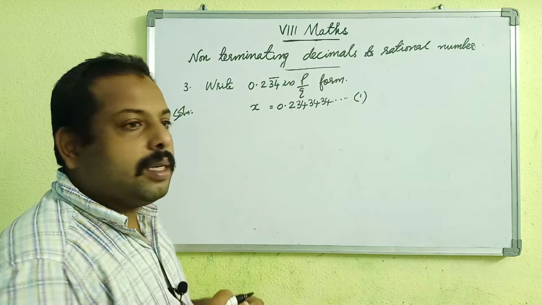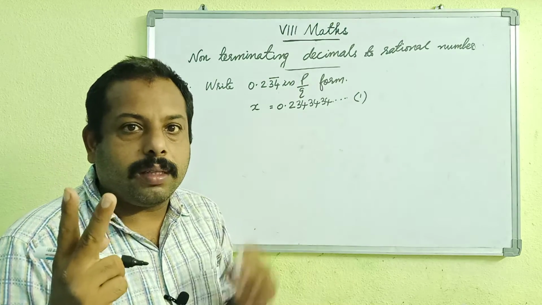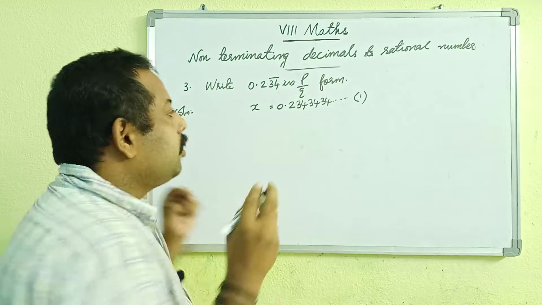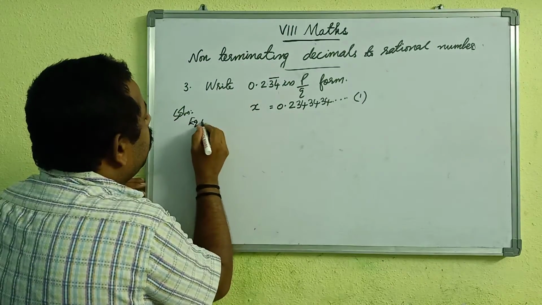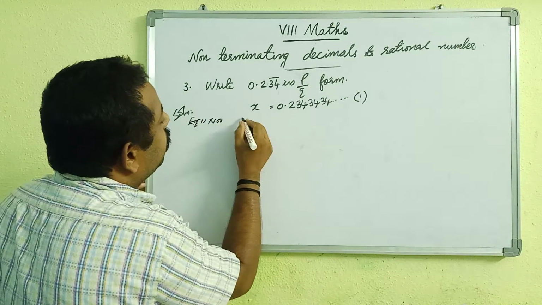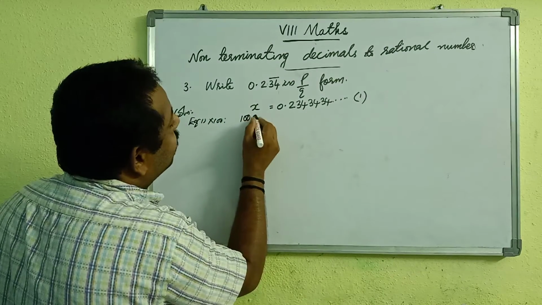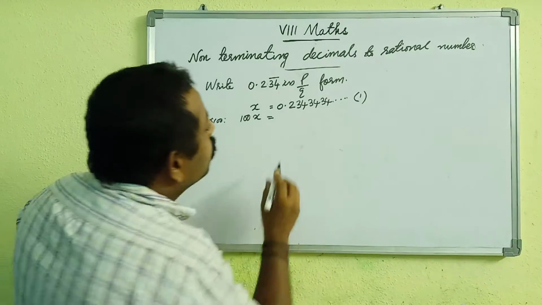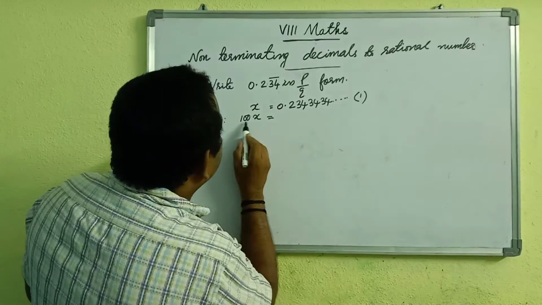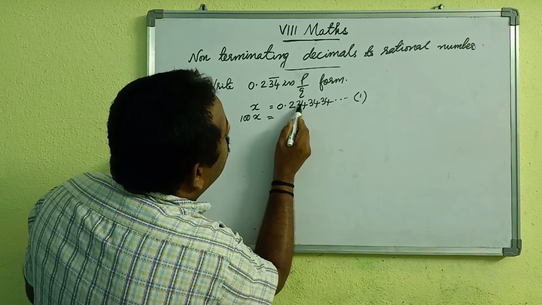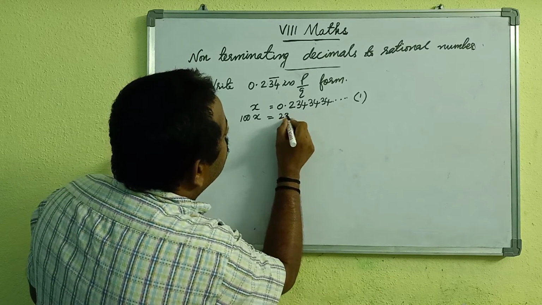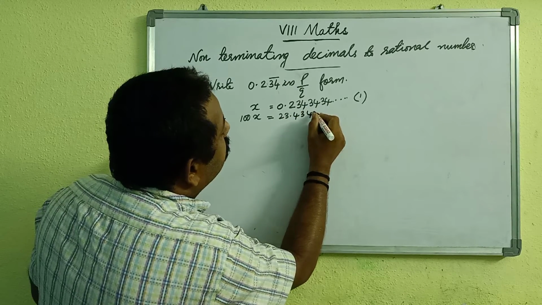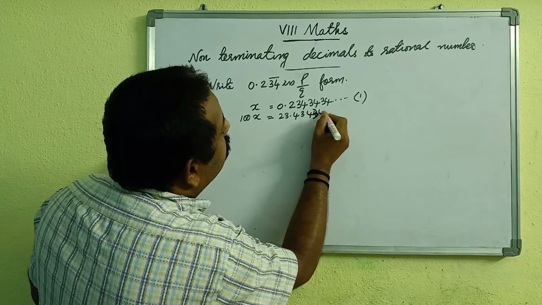Now, what is the periodicity? 2. Why? Only 2 digits are repeated, 3 and 4. So we will multiply by a number having 2 zeros. What is that? 100. So equation 1 multiplied by 100. So we write 100x is equal to, see, we have multiplied by 100, so the point should go after 2 numbers. After 3, the point will come. So 23.43434, like that. 434, okay.